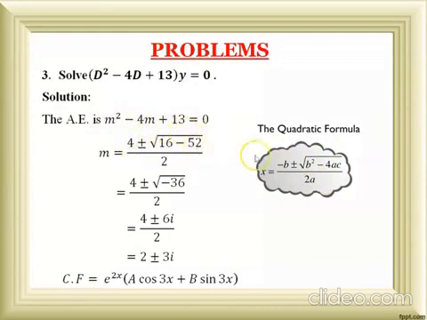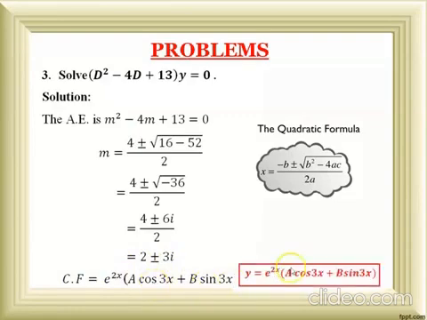After replacing these into the formula and simplifying, I will get the m value 2 plus or minus 3i. Here alpha is the real part, that is 2. Beta is the coefficient of i, that is 3. So the complementary function is e power alpha x, that is e power 2x, into (a cos beta x plus b sin beta x). The general solution is the corresponding complementary function alone.